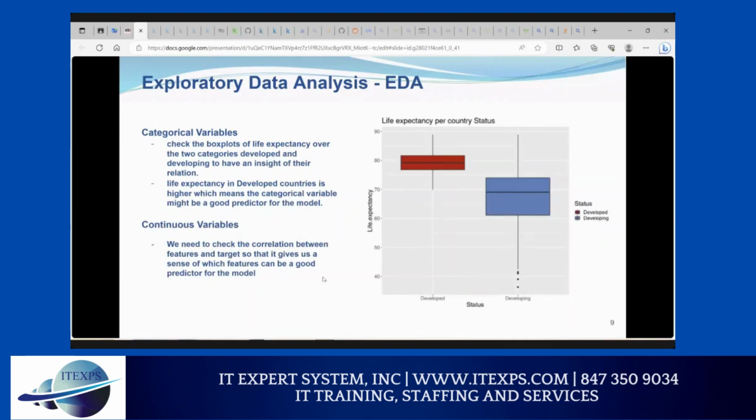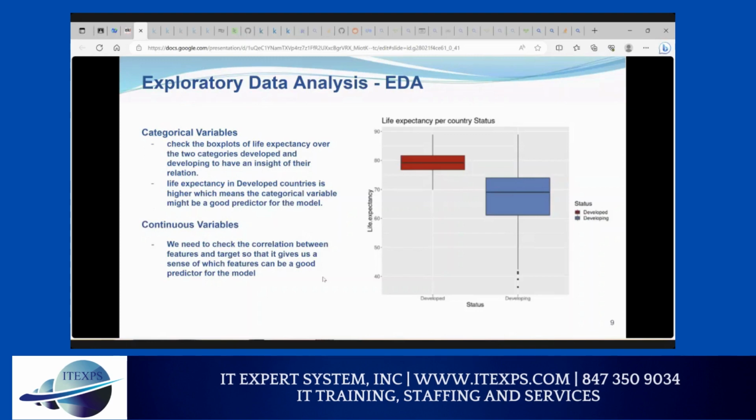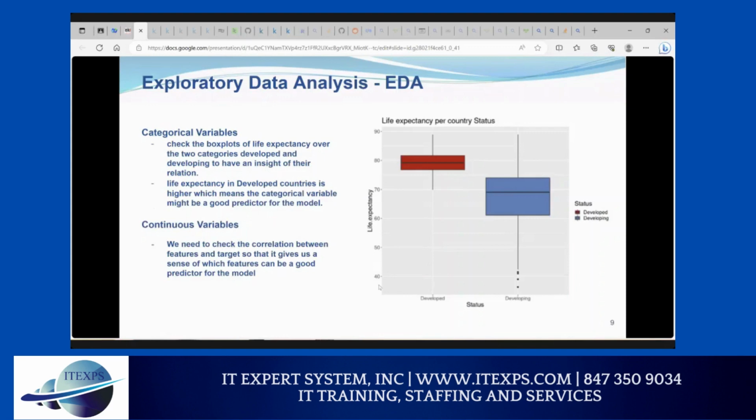Then exploratory data analysis comes. Most of the features in this data are continuous, and some of them are categorical, such as the status of the country. It's either developed or developing. When we run the code, we can definitely see that developed countries have a much higher life expectancy. So it's a valuable factor for us.